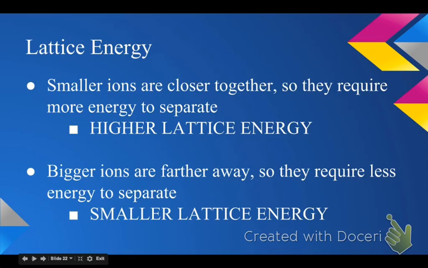For example, smaller ions can get closer together. Because they can cozy up next to each other really close, it's harder to separate them because their charges are closer together. Just like putting two magnets really close together would be harder to separate than those magnets not being close together. So smaller ions have a higher lattice energy. Bigger ions can't cozy up quite as close to each other, so it's a lot easier to pull them apart, and they would have a lower lattice energy.